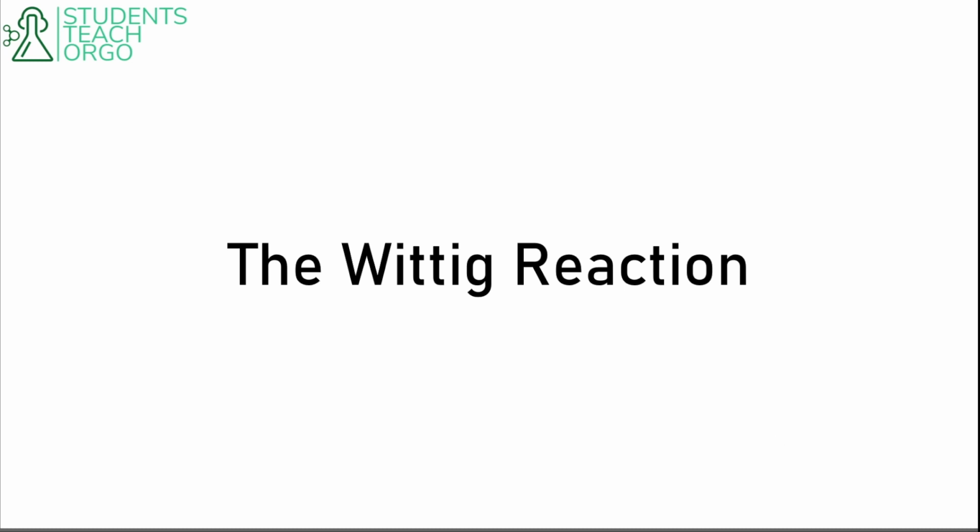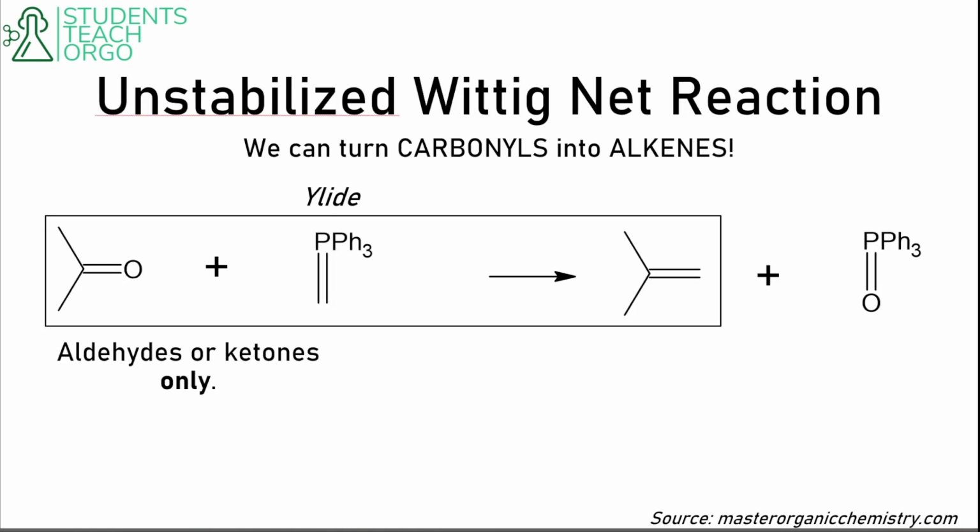Today we are going to be covering the Wittig reaction. Let's begin. Alright, so this is for an unstabilized Wittig. We'll cover what a stabilized Wittig is and an unstabilized, but we're going to start with unstabilized. Pretty much, this says that we can turn carbonyls into alkenes. We use something known as an ylide, a phosphorus ylide, right here.